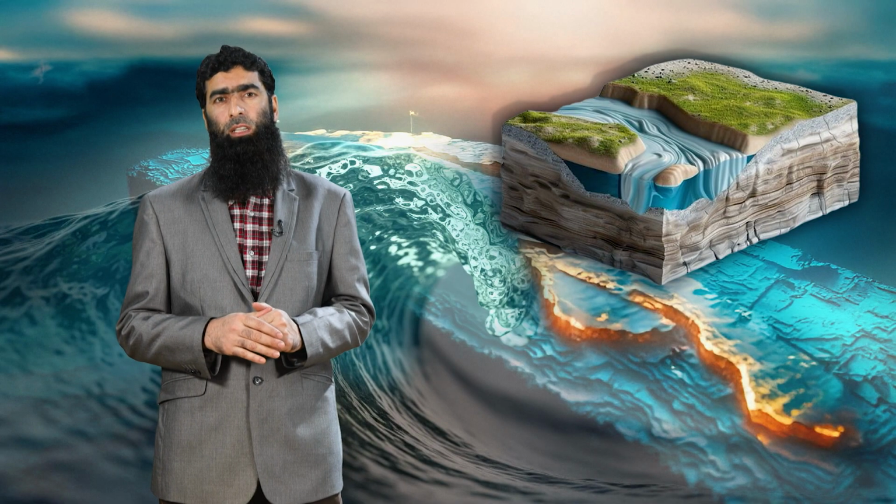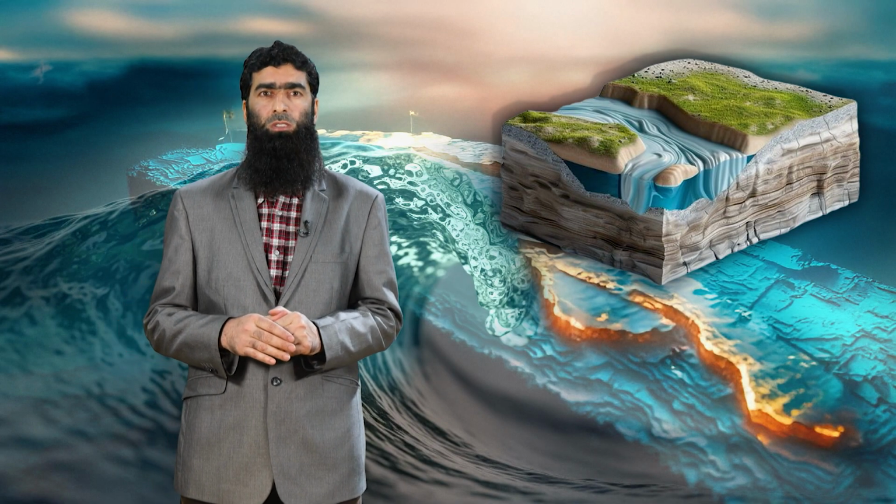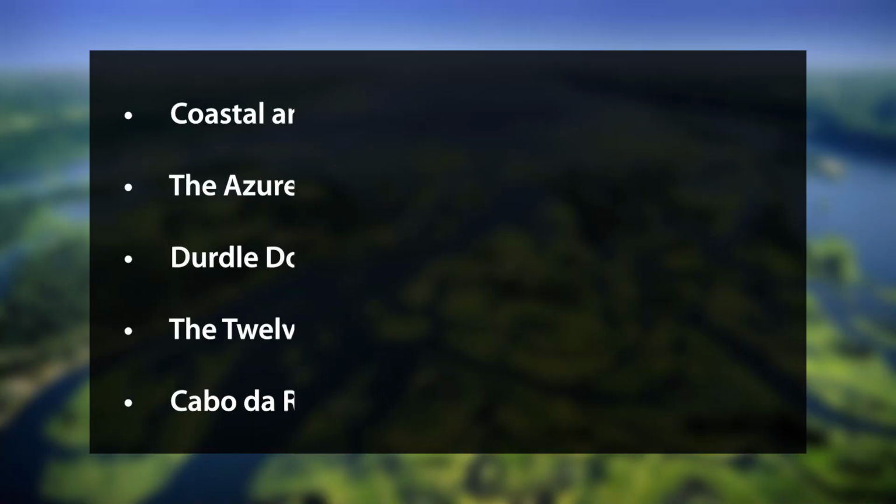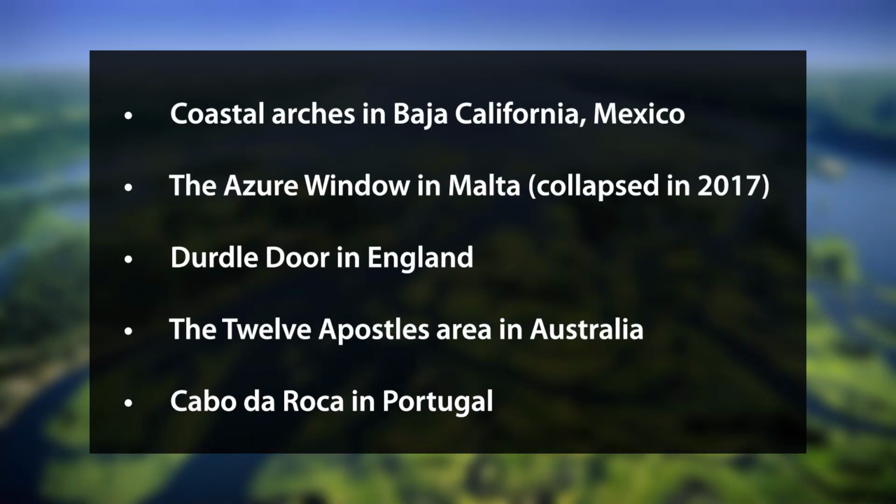Some well-known examples of sea arches around the world are the coastal arches in Baja California, Mexico. The Azure Window in Malta collapsed in 2017. Durdle Door in England, the 12 Apostles area in Australia, Cabo da Roca in Portugal.